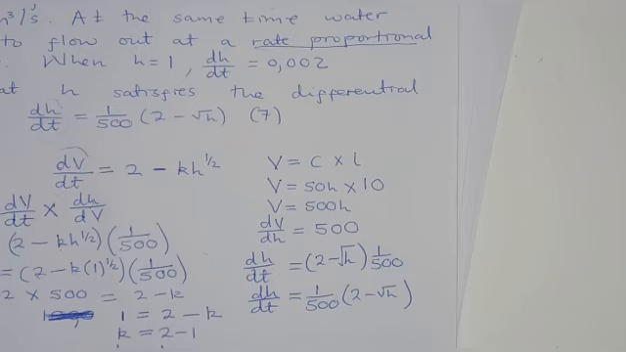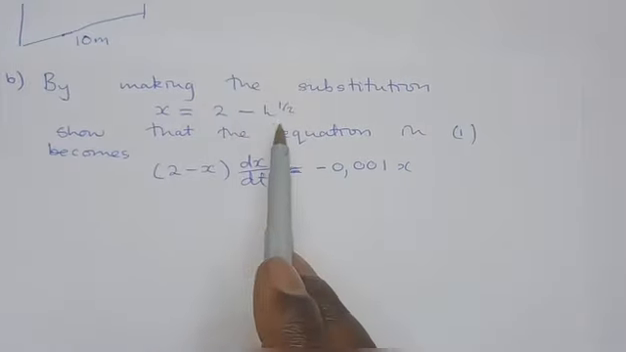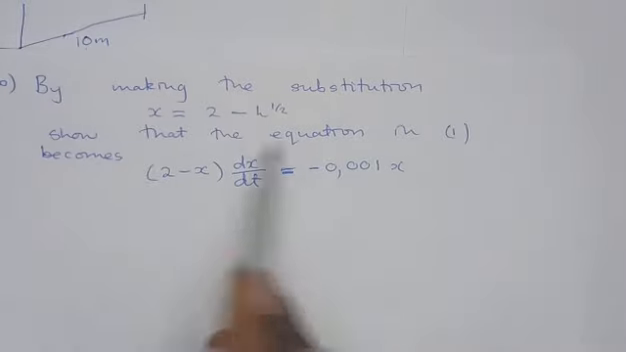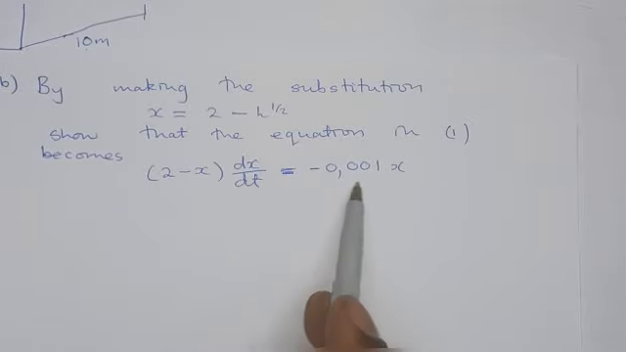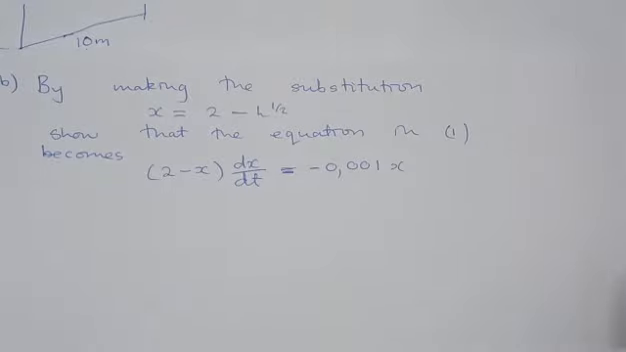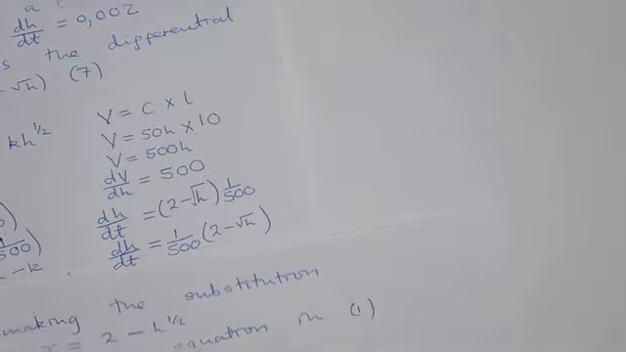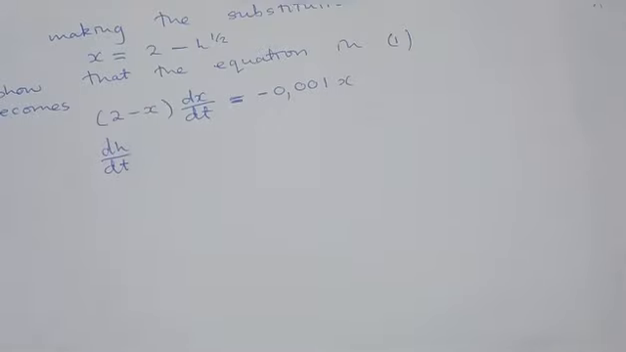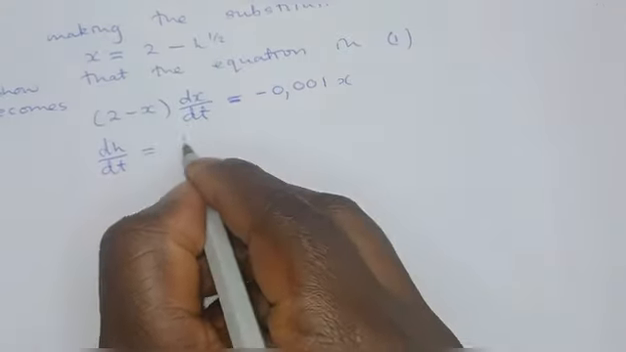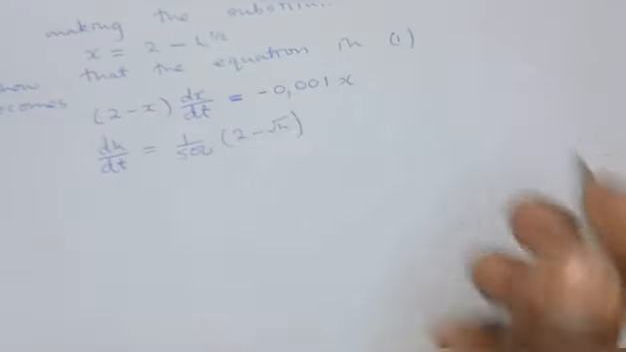Right, then let us move on to part B of the question. By making the substitution x is equals to 2 minus h to the power of half, show that the equation in 1 becomes 2 minus x dx over dt is equals to minus 0.001. Right, so what you do here is take the answer you got earlier and write it down. We have dh over dt is equals to 1 over 500 times 2 minus root h. That is part B.